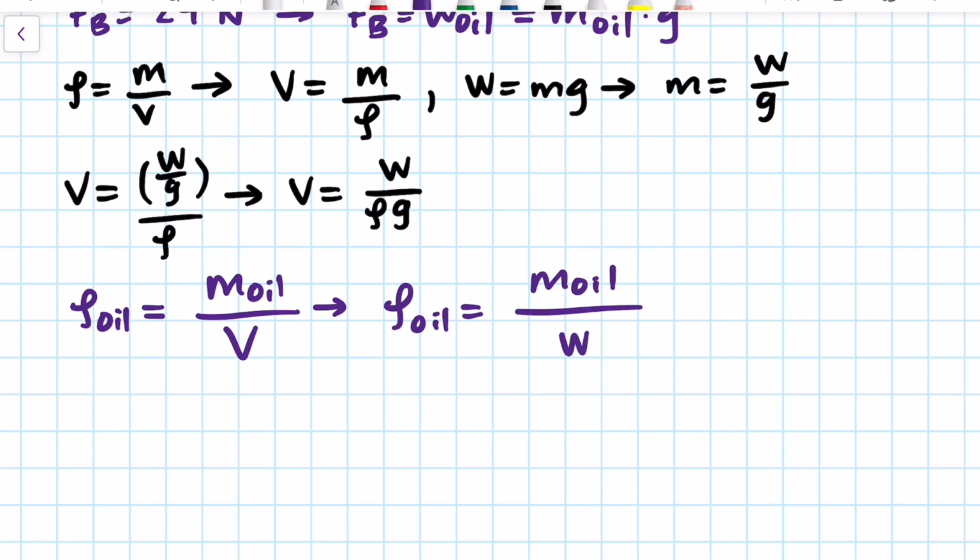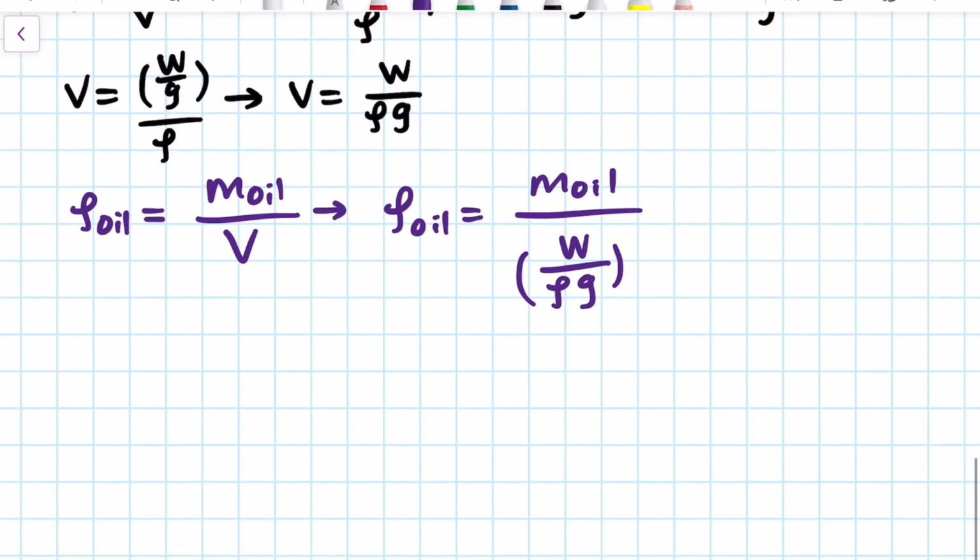So the volume is weight over rho times g. That means the density of the oil is going to be the mass of the oil. I should have put the Greek letter first: density of the object times the mass of the oil times the acceleration of gravity, divided by the weight of the object.